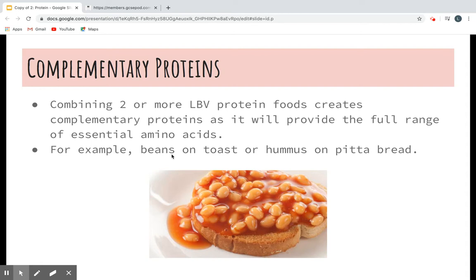So a good example of this is beans on toast, okay? So toast and beans are both vegetable sources of protein or plant sources of protein. The toast may be missing a different essential amino acid than the beans would be missing. Therefore, by combining them together, you are providing the person with a full range of those essential amino acids. And this is called either complementation of protein or complementary proteins. Another good example is hummus on pita bread. So it's combining two foods that are obviously missing different essential amino acids, eating them together, and then you're provided with a full range of essential amino acids. So please remember to jot that down.